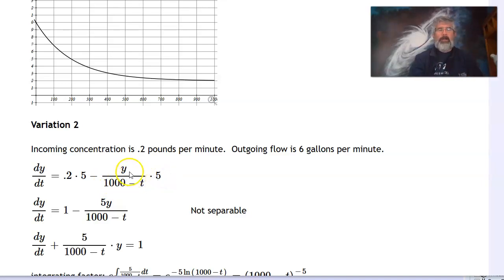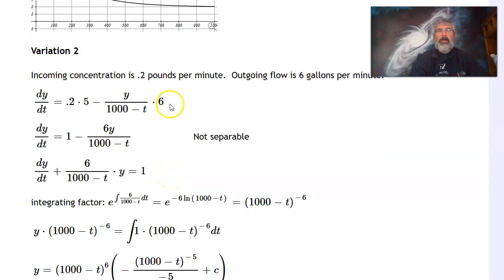The thing is now, the concentration isn't just Y divided by 1,000. The volume of water in the tank is changing. Every minute I'm losing 1 gallon, so after T minutes I've lost T gallons. And 1,000 minus T is the function that tells me the volume at any time. Y is the function that tells me the pounds of pollutant at any time. So there's the concentration at any time now, and then times 6.